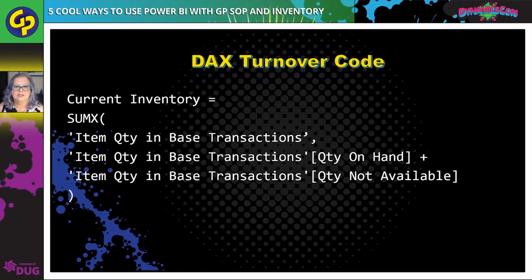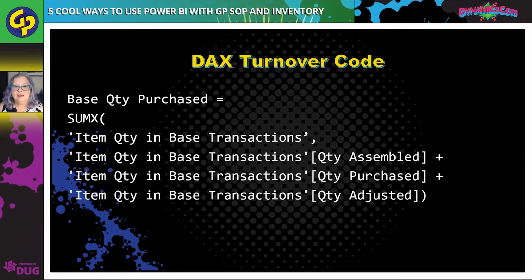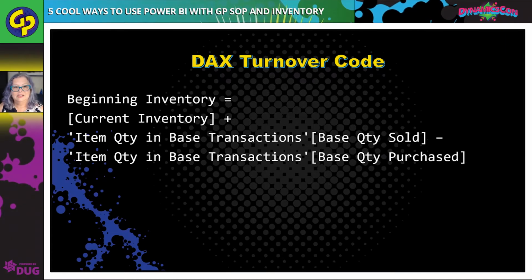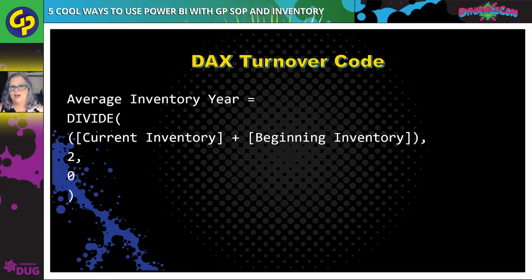I took the current inventory and I just said, okay, I want the quantity on hand plus the quantity not available. So I'm getting everything that's out there. Then I have my sold. So I actually am looking at quantity sold for that period, and I am doing a -1. And then I'm taking my purchased information, getting the quantity assembled, purchased, and adjusted. These are all my purchases. And then I'm backing those two out, my sold minus my purchase. And then I'm subtracting that from my current inventory to get the beginning inventory. So I'm starting with what it is now, and I'm working my way backwards.